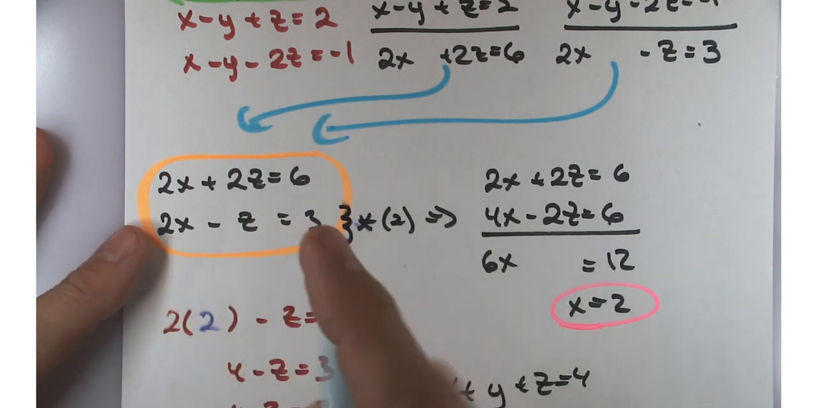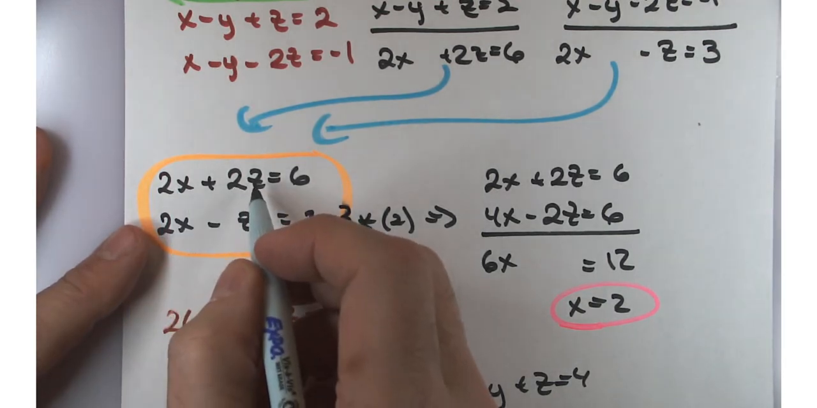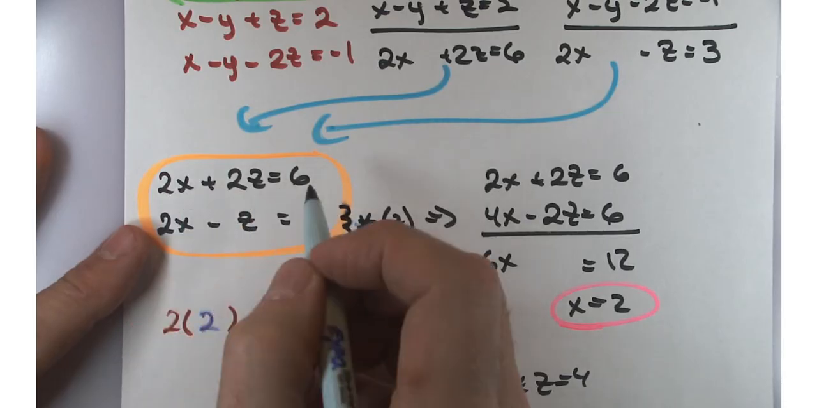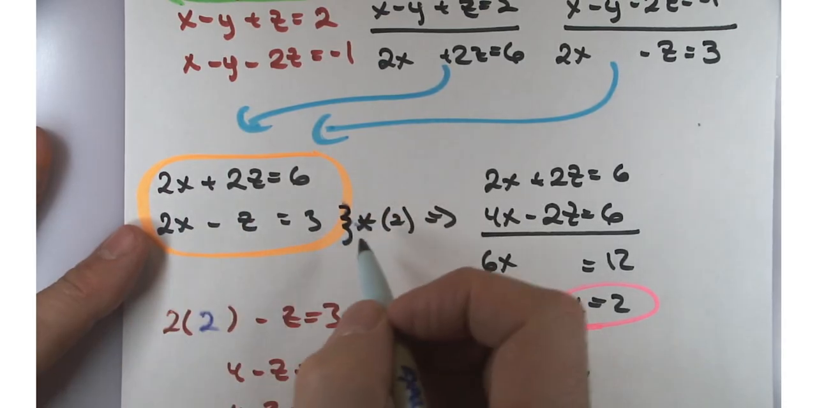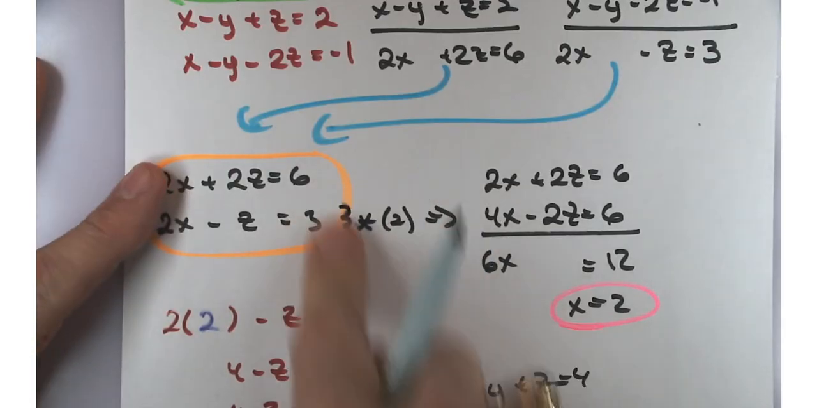If you check it out, 2 times 2 is 4, plus 2 times 1 is 2. 4 and 2 gives you 6. It works there. It works here. So whatever mistake might have been made would have been after this point.